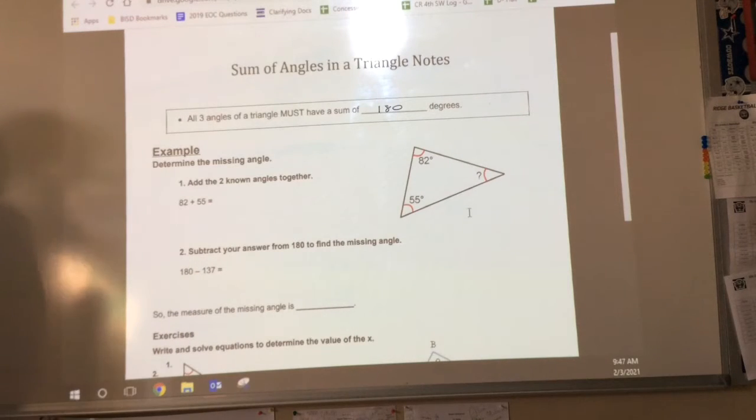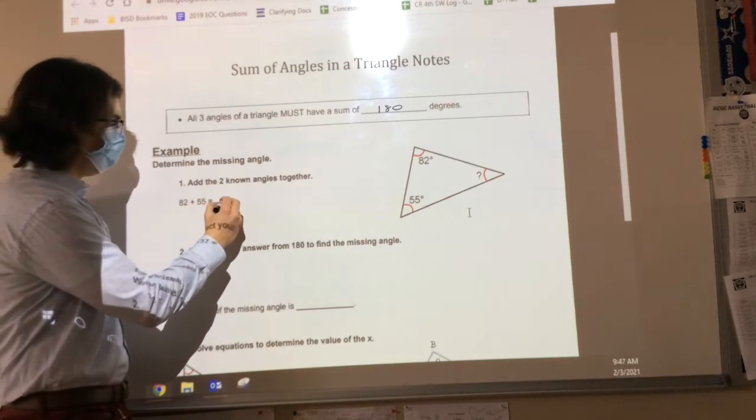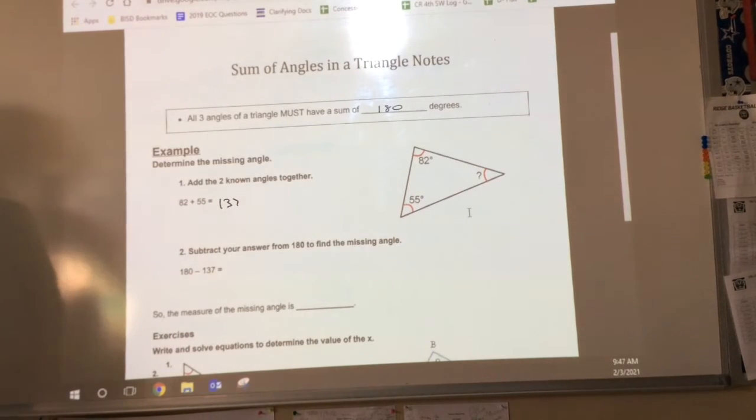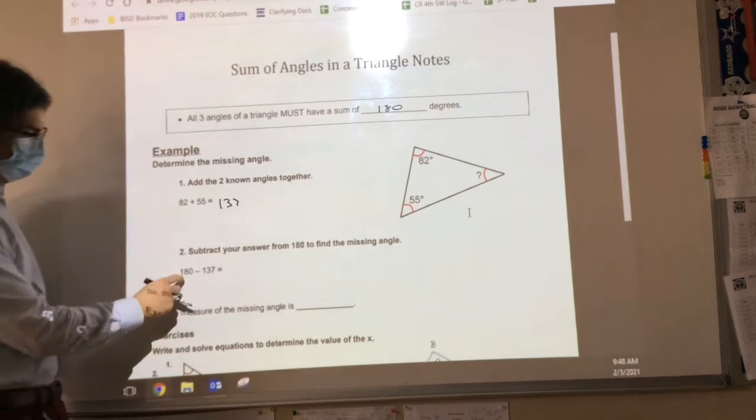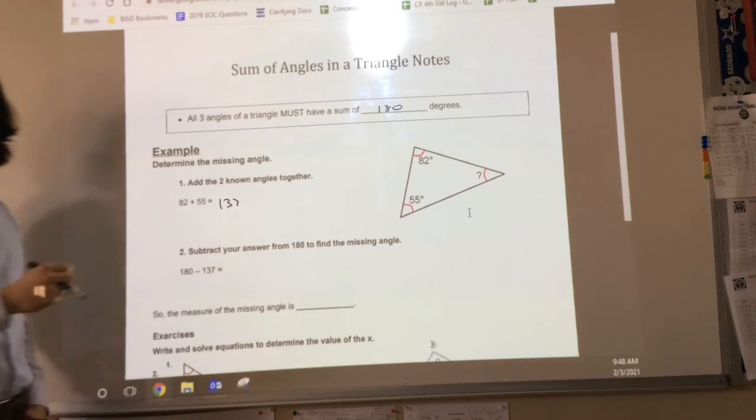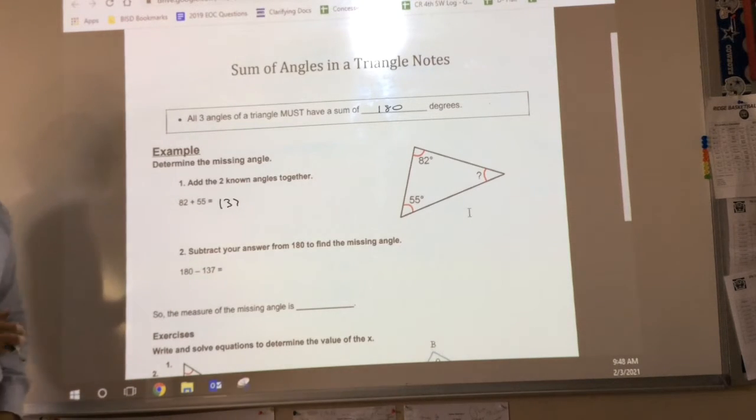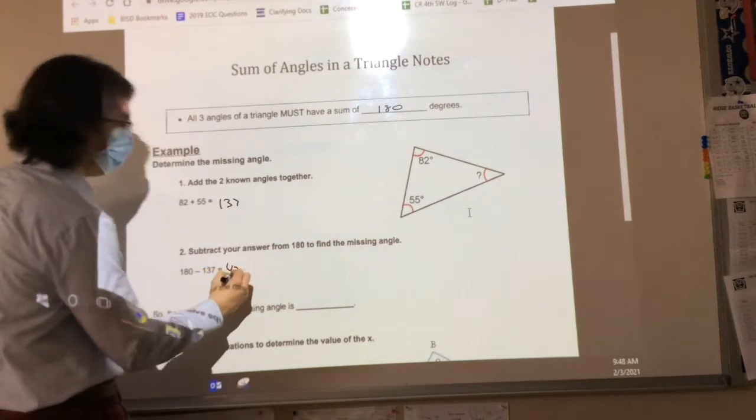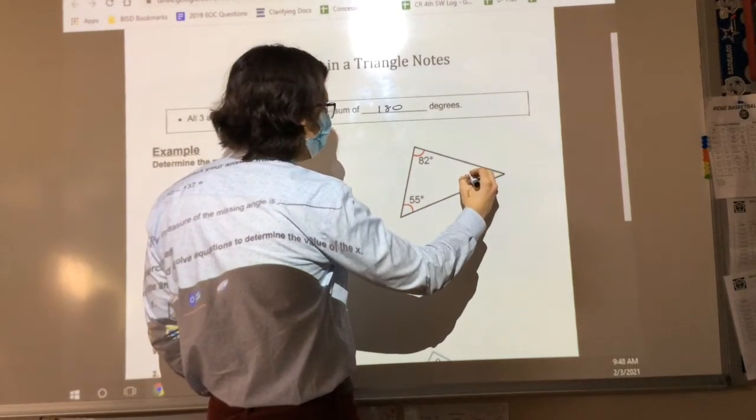Go ahead and add together 82 and 55 on your paper. Reed, what'd you get? 137. Now we know that the total is 180, so how would I go about finding what the missing angle is? Jackson? We're going to do 180 minus 137. What does 180 minus 137 give me? Nathan, what does it give me? I got 43. Yeah. So this missing angle right here is actually going to be 43 degrees.